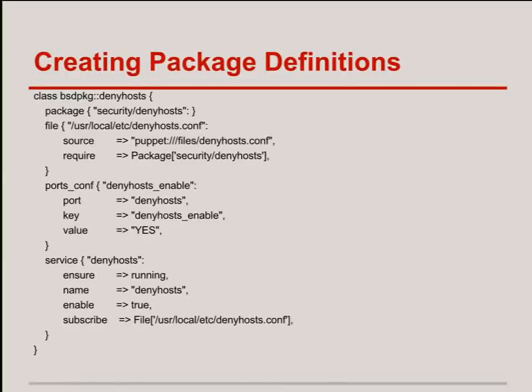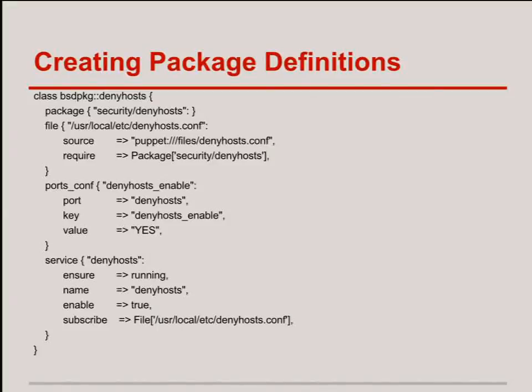Then we create a class for each app, in this case, DenyHosts, which is like Fail2ban. Basically it monitors our SSH log and blocks you with TCP wrappers from connecting to SSH if you're being a bad person. So we say include the package denyhosts, also deploy a denyhosts.conf, which comes from our repository. But this file depends on the package.